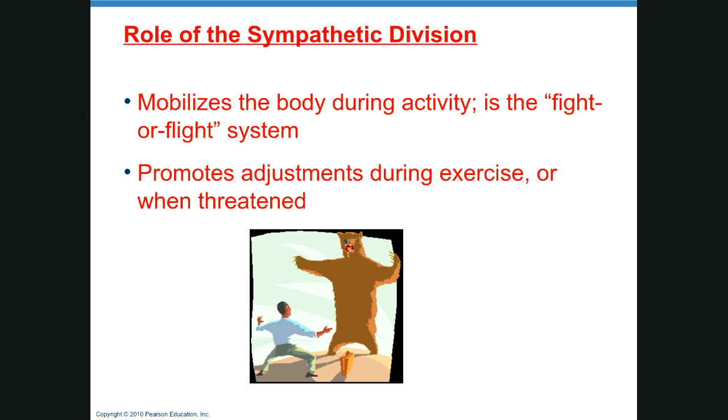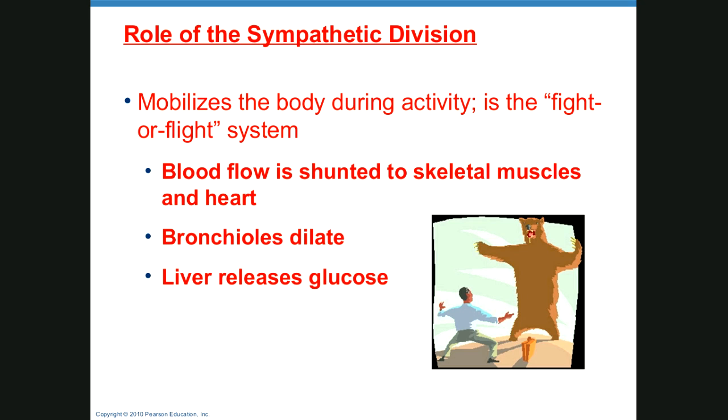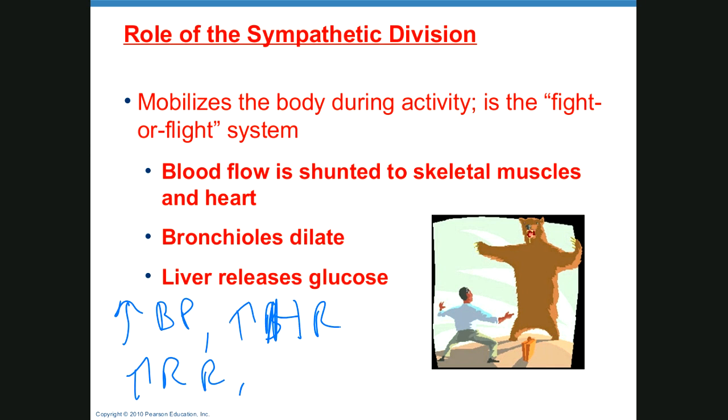Contrast that with the sympathetic nervous system, which is also called the fight or flight response. This is the system that activates the body for response to stress. This is what happens during exercise, for example, or when we feel threatened. Our blood pressure is going to increase. Heart rate is going to increase. Respiratory rate is going to increase. The respiratory airways are going to be dilated.